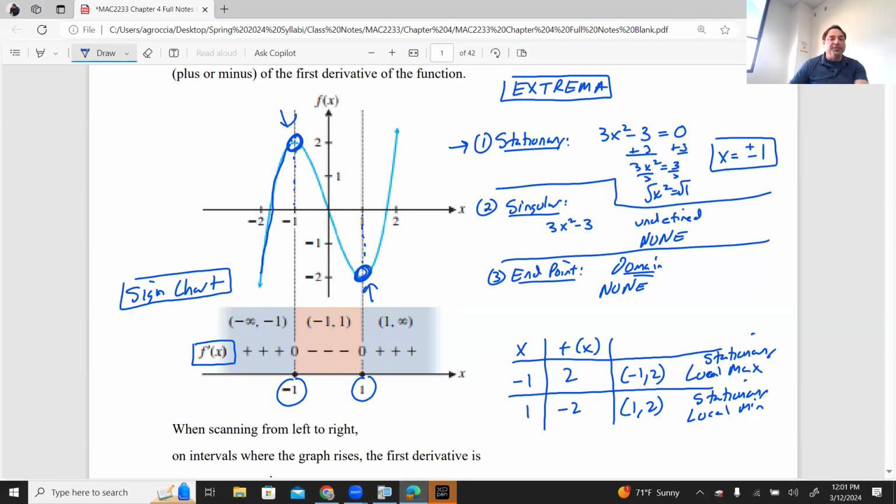So if the graph goes up and if the graph goes down, what do we know is happening at -1? We have a local max. How do I know that? Even without the graph, it goes up, it goes down. Therefore, that must be a max. Are we okay?